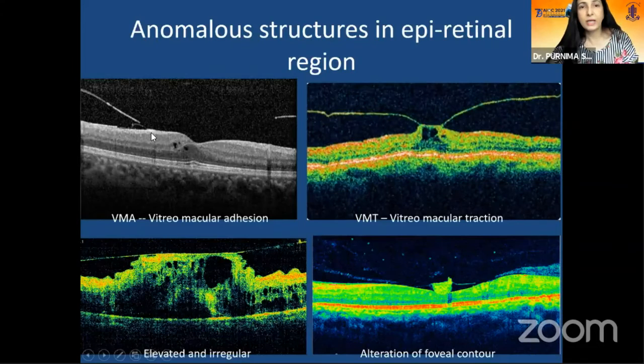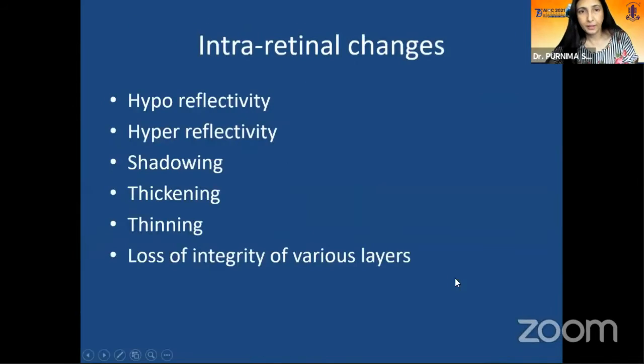These are some other changes which we can see in the epiretinal region: adhesion of a membrane or a traction leading to vitreomacular traction. Here, the traction is lifting up the whole retina. And sometimes we even see an altered foveal contour because of the presence of, like in this case, an NVE which was present at the foveal margin.